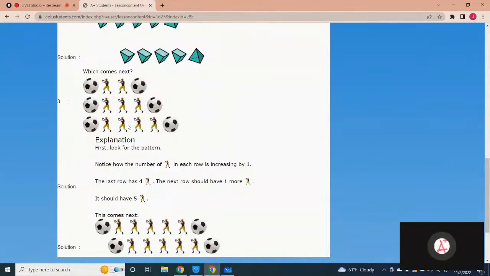So for the next time, what is the pattern? You start with a football and end with a football, and you have now five players. Got it?